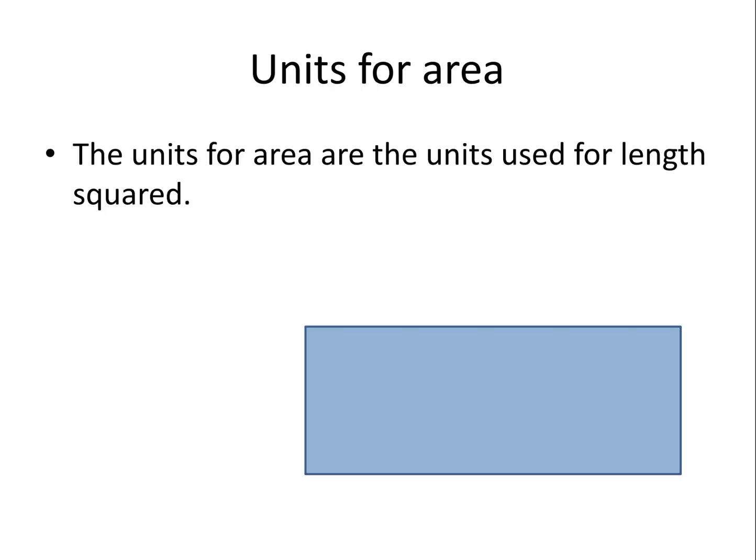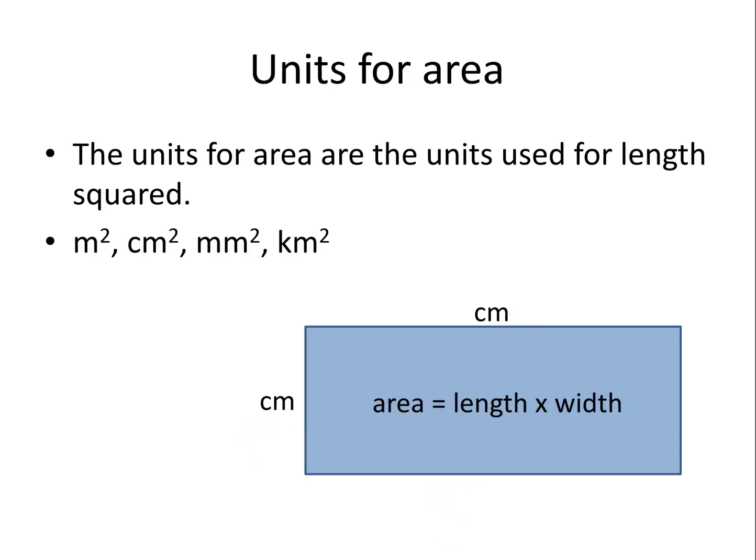The units for area are the units used for length squared. For example, metre squared, centimetre squared, millimetre squared, kilometre squared. If we look at an example with centimetres to see why, I've got this rectangle with centimetres and centimetres. To work out area, I do length times width, so I'm multiplying centimetres by centimetres, and anything multiplied by itself is squared, so centimetres times centimetres is centimetres squared.